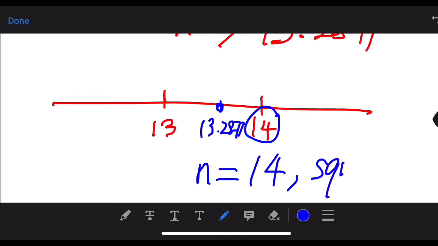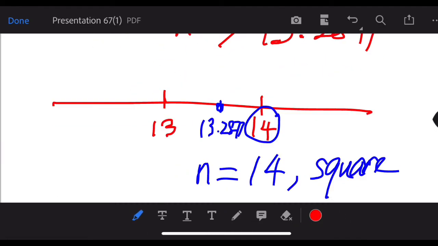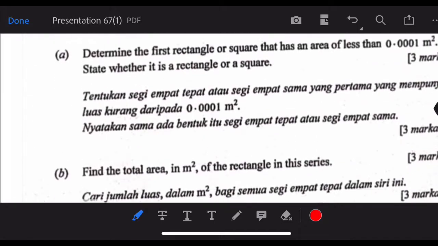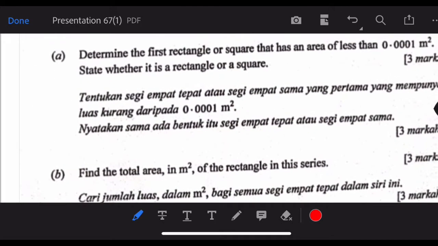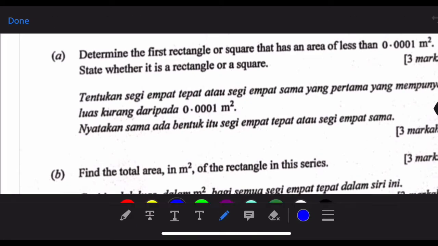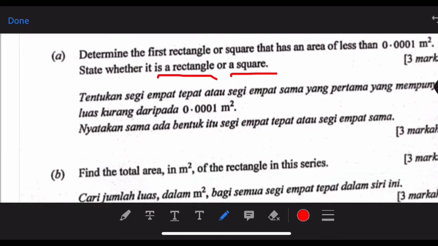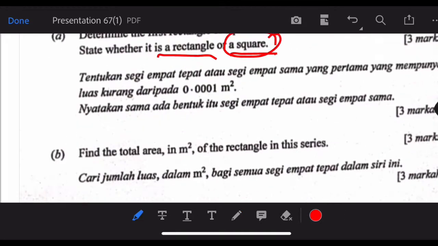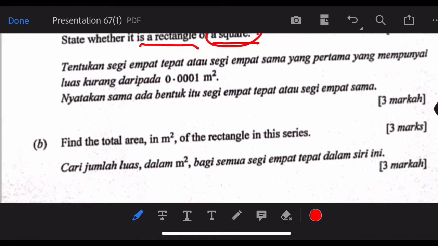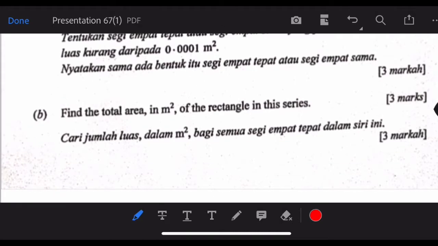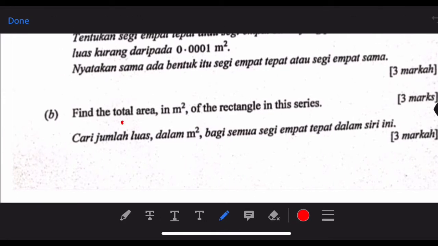And because it's an even number, it's a square, right? It's a square because the question asks you to determine whether it's a square or a rectangle. We notice that the 1st, 3rd, and 5th terms are actually rectangles, and the 2nd, 4th, and 6th are squares. So the even number is the square, right? Okay, find the total area. Next question. Find the total area of the rectangles in the series.